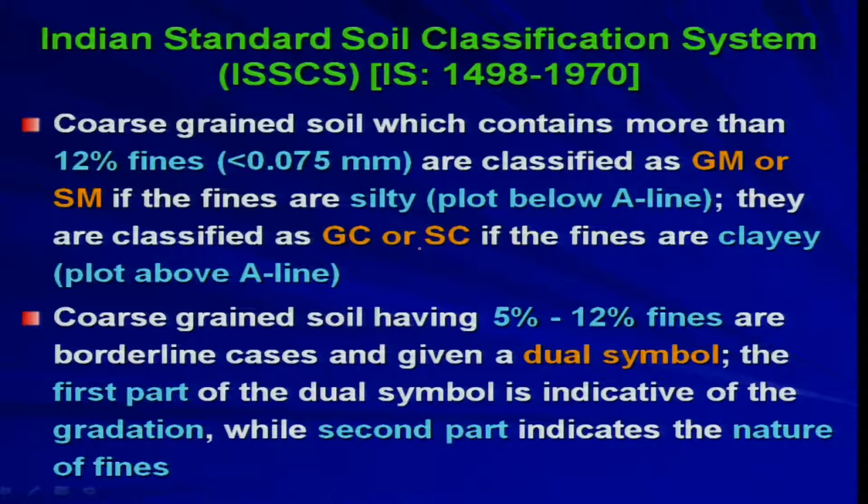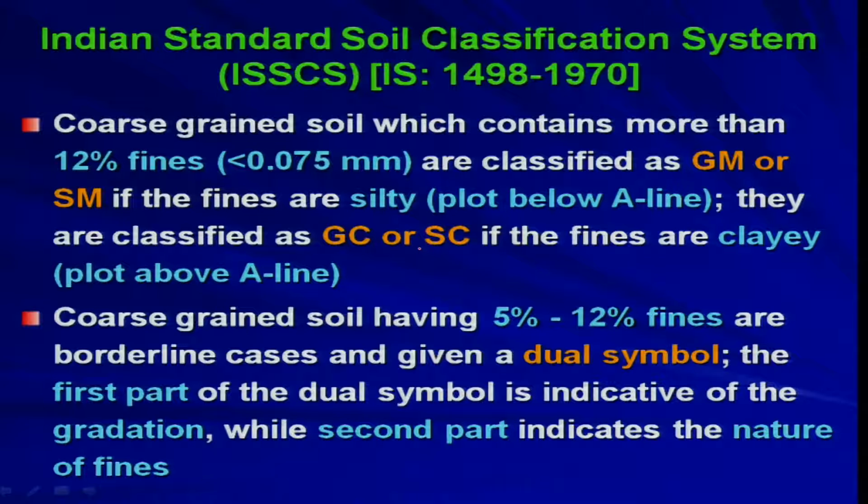Now, coarse grain soil having 5% to 12% fines are borderline cases, because you have three categories in the coarse grain soil: the fine particles are more than 12%, less than 5%, or in between 5% and 12%. So, this category is coming here. If it is more than 12%, as we have already seen, then it will be classified as GM, SM or GC, SC depending on the fine content, that is clay or silty.